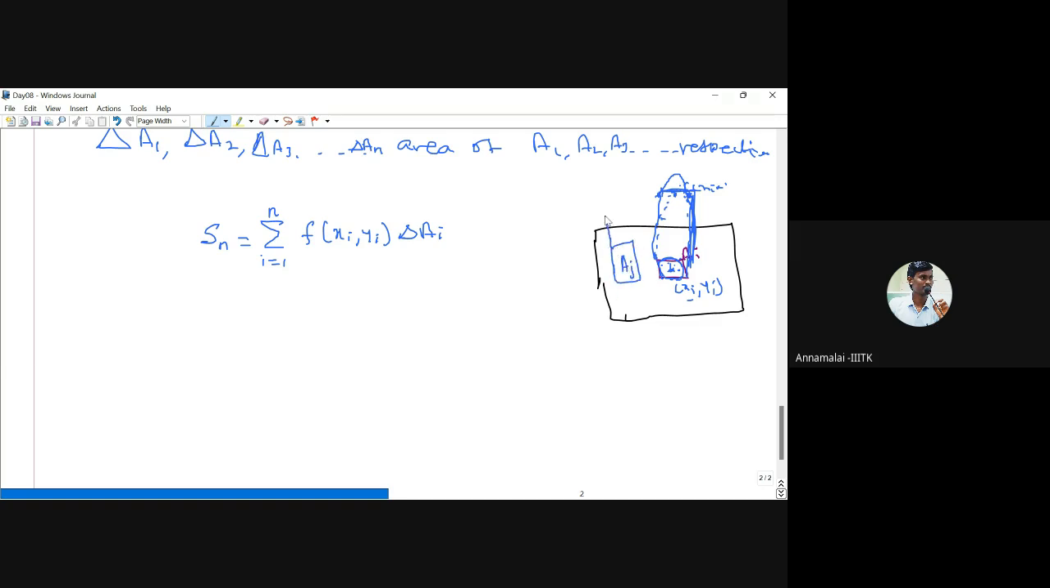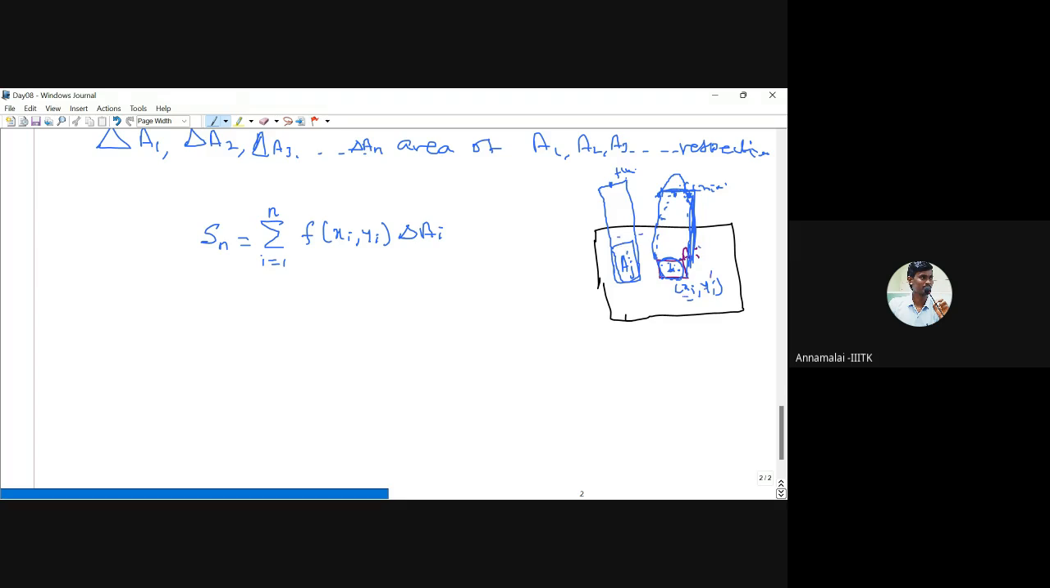So for each point, we can have a function. Therefore, the graph may look like this one. Again, what height can I choose? If you choose some point xj comma yj, you get f of xj comma yj. This is the height. Therefore, the base is delta aj and the height is f of xj comma yj. So therefore, you can find the area.